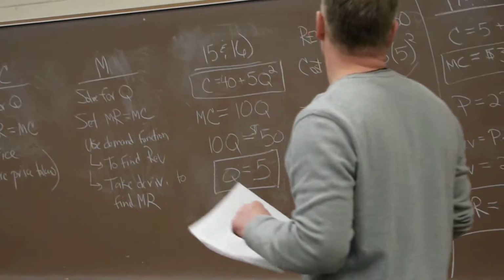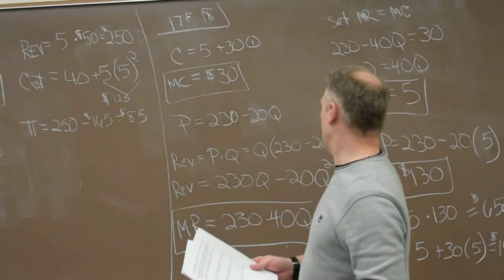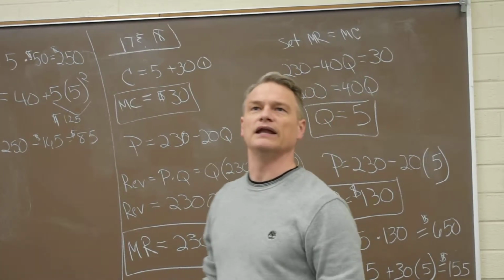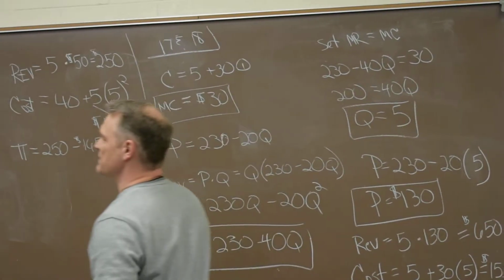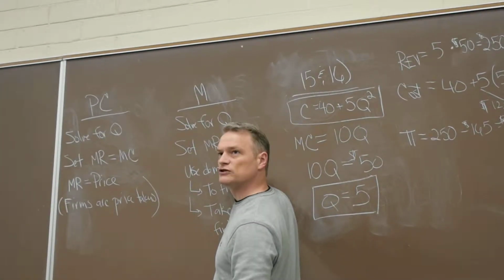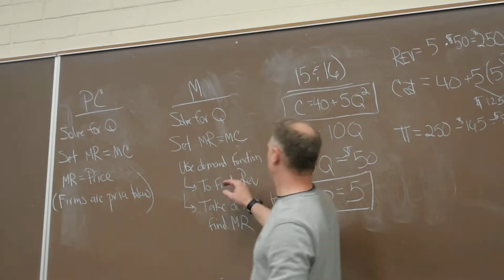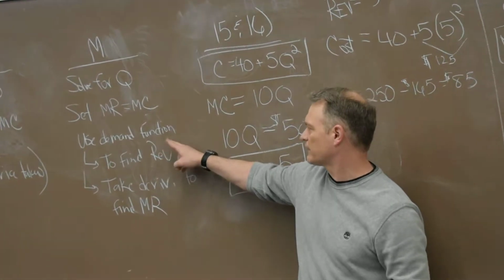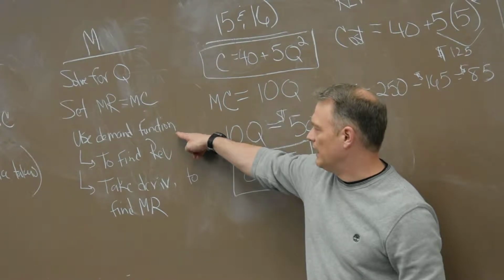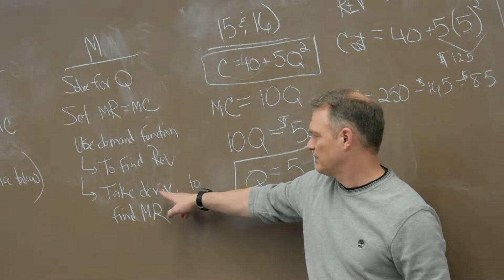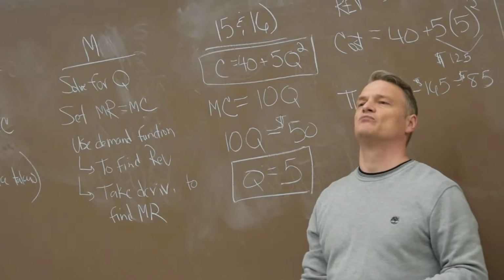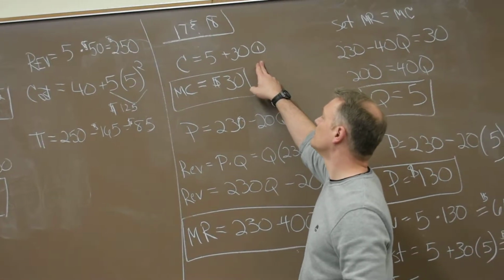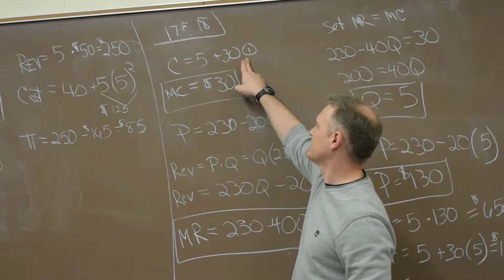Okay, 17 and 18. For 18 I should have put the profits, but we'll go ahead and calculate that right now. So for a monopolist, again, I'm solving for quantity. I'm setting marginal revenue equal to marginal cost, but it's a little more involved because they face a downward sloping demand curve. So I have to convert that to a revenue function and then take the derivative of that to find marginal revenue. So cost is equal to 5 plus 30q. So marginal cost is just 30. That's just the derivative.